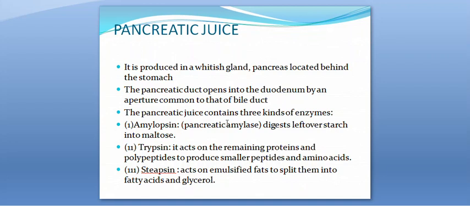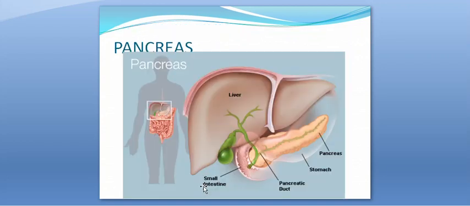The pancreatic juice contains 3 types of enzymes. Amylopsin, that is pancreatic amylase, which digests the leftover starch into maltose. The trypsin, which acts on the remaining proteins and polypeptides to produce smaller peptides and amino acids. Steapsin, which acts on emulsified fat to split it into fatty acids and glycerol.